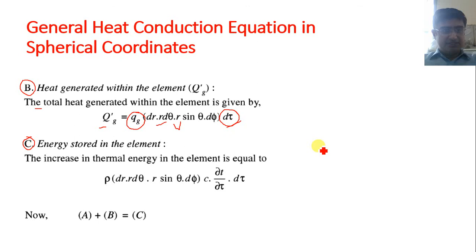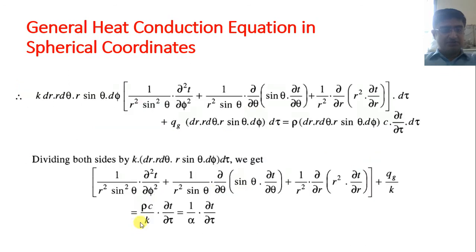We know that density is equal to mass upon volume. It means the mass can be written as density into volume. So here is the mass, density into the volume term of our given element, c indicates the specific heat of the material, and the rate of change of temperature with respect to time into our particular time interval. Now A plus B is equal to C.